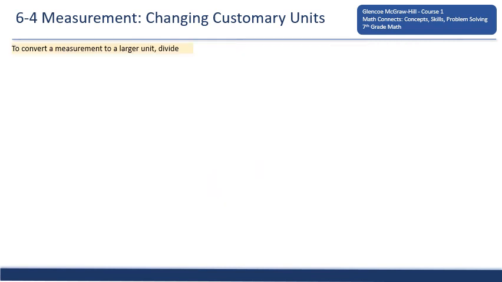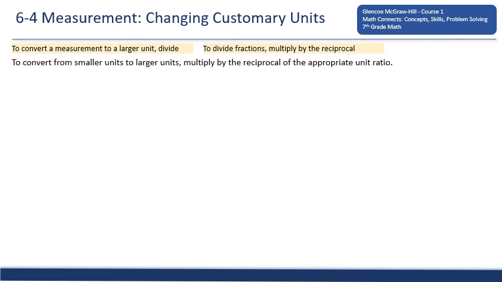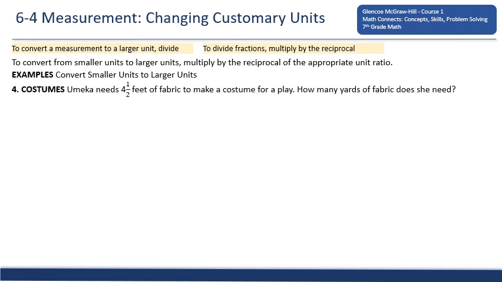To convert a measurement to a larger unit, divide. To divide fractions, multiply by the reciprocal. And to convert from smaller units to larger units, multiply by the reciprocal of the appropriate unit ratio. Convert smaller units to larger units.